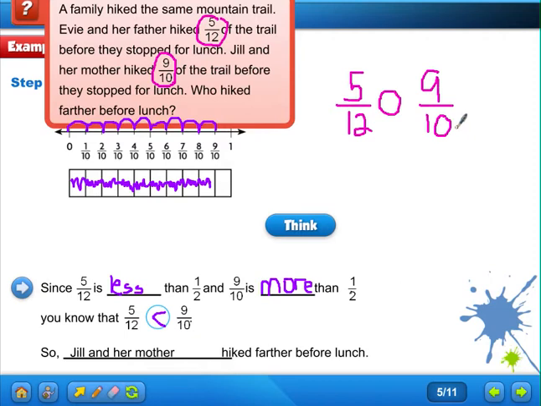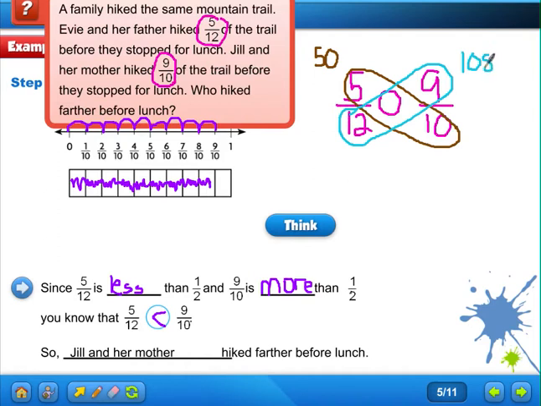And when you compare fractions like this, you can do this. Remember when we did this? If you watched that one lesson by Math Antics, we did 10 times 5 is 50. And then we did 12 times 9 is 108. So, is 50 greater or is 108 greater? 108. So it would go to the 9/10 side. If you watch that lesson on Math Antics, you will see that.